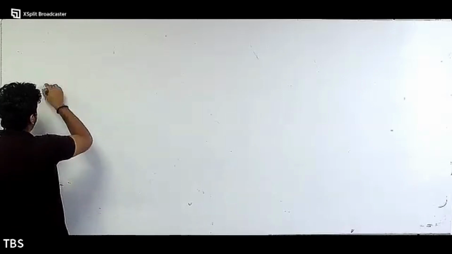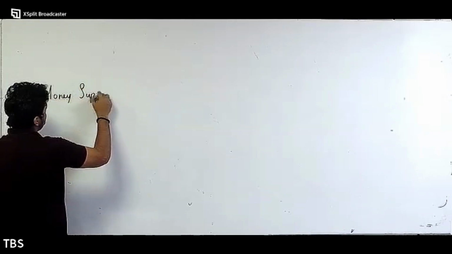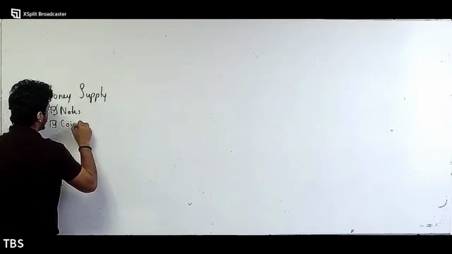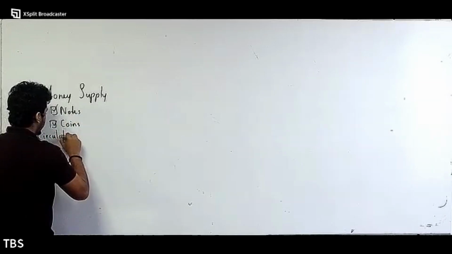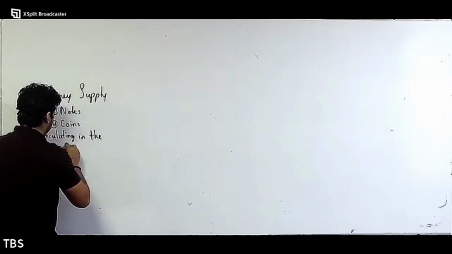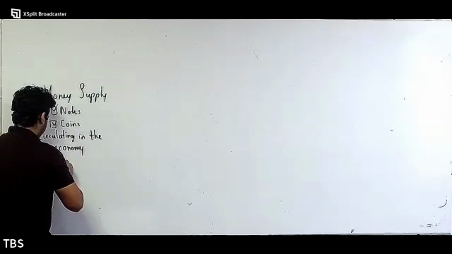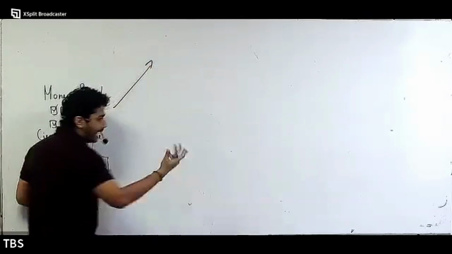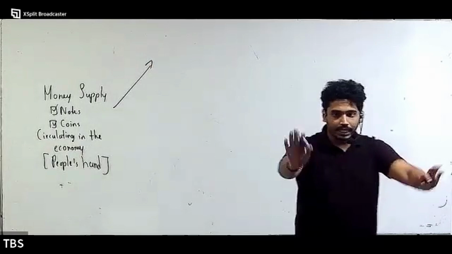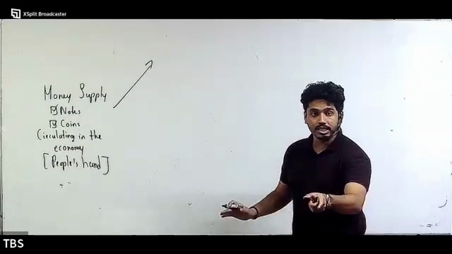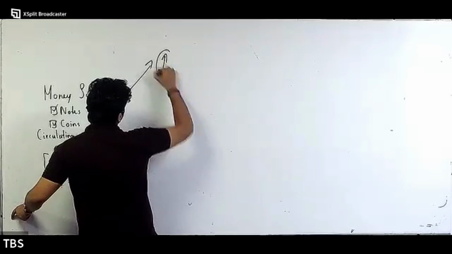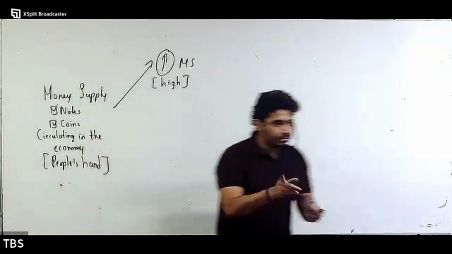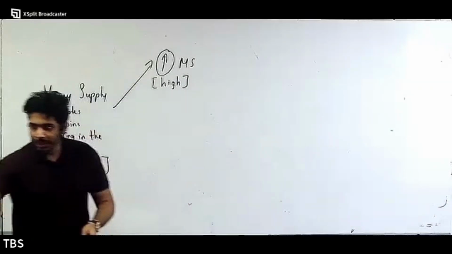First, we learn something called what? Money supply. What is money supply? This is basically notes and coins circulating in the economy, in people's hands. The first situation, Zaid had money. Correct me? He had money. So you can word it as money supply being high. Correct me? What I'm saying is correct. Yes? Money supply being high.